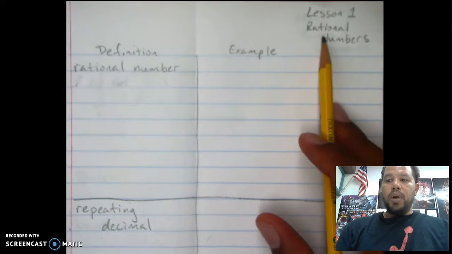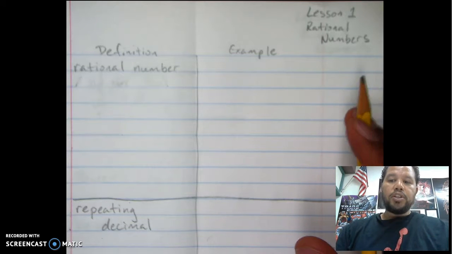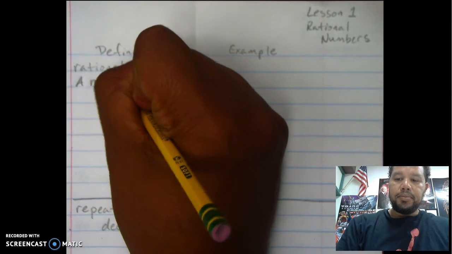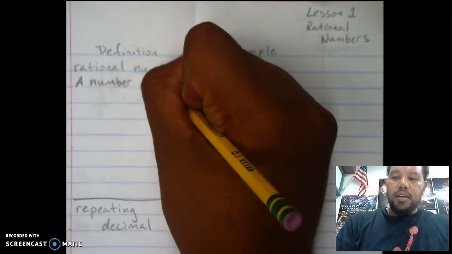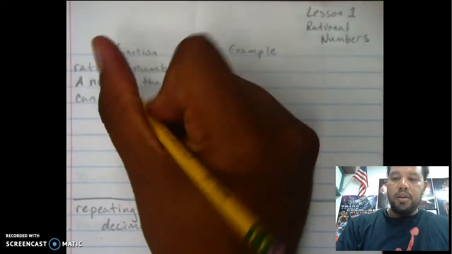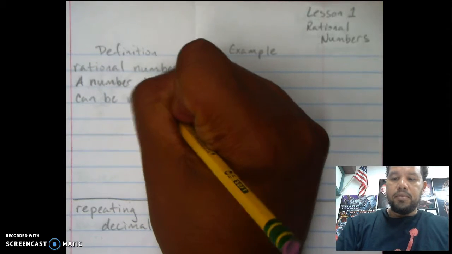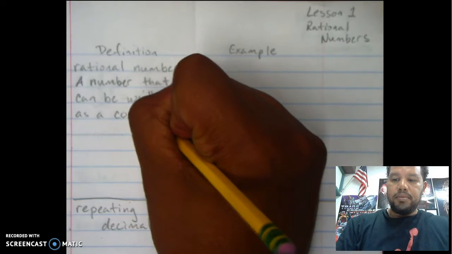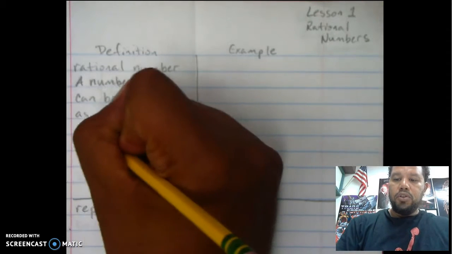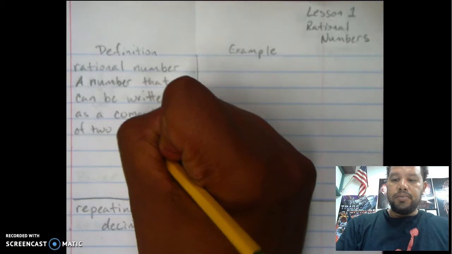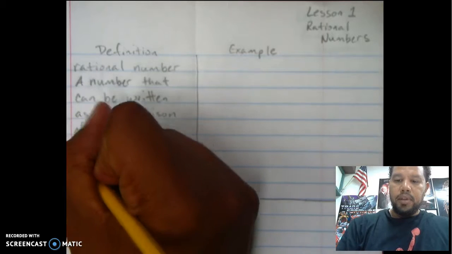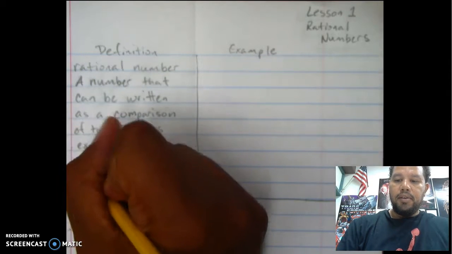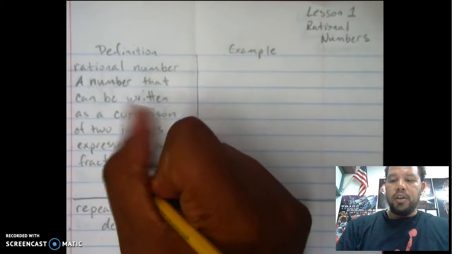Okay, lesson 1, rational numbers. I'm going to define rational number. What is a rational number? A rational number is a number that can be written as a comparison of two integers expressed as a fraction. Okay, so that's a long definition.